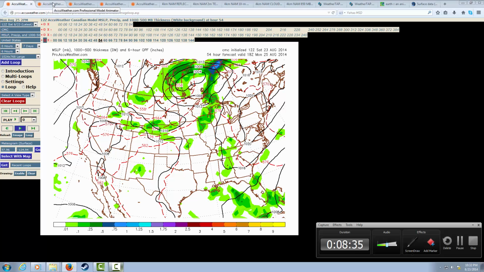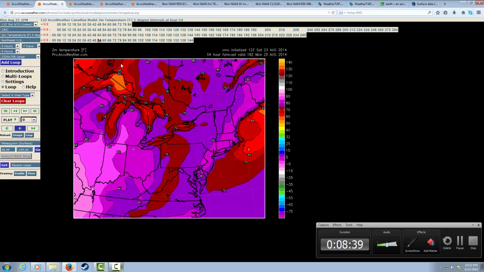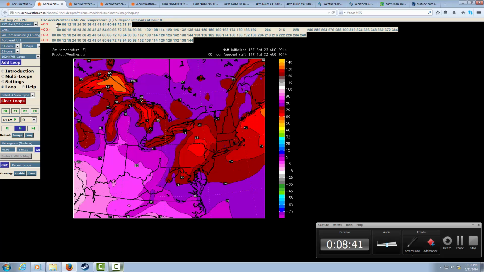To a region that hasn't really seen a summer this summer of 2014. I think it only hit 90 maybe a couple times, once or twice this summer, but it's been fairly cool and seasonably cool this summer.